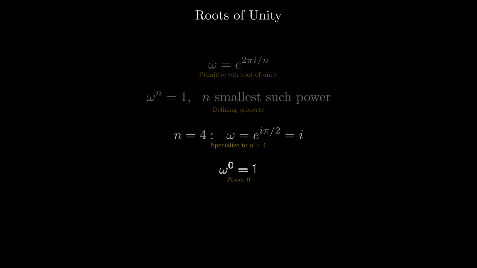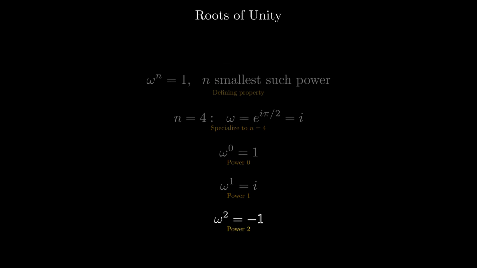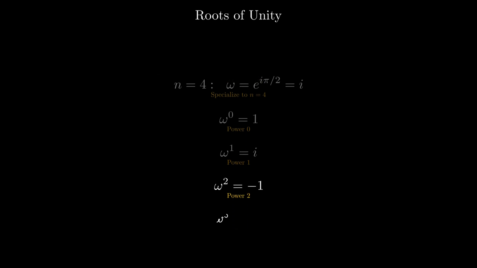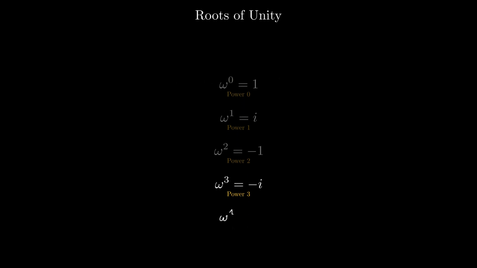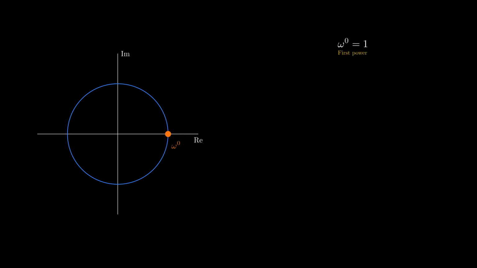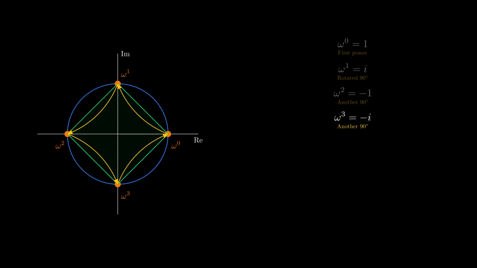Now watch the power cycle. Omega to the 0 is 1, omega to the 1 is i, omega squared is -1, omega cubed is -i, and omega to the 4th returns to 1. Geometrically, these 4 powers sit at the corners of a square inscribed in the unit circle. 1 is to the right, i is at the top, -1 is to the left, and -i is at the bottom. Each multiplication by omega rotates by 90 degrees.